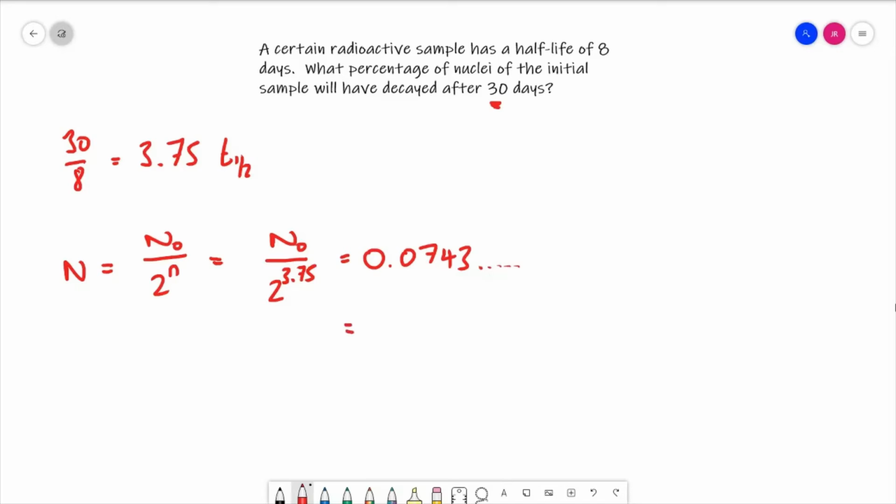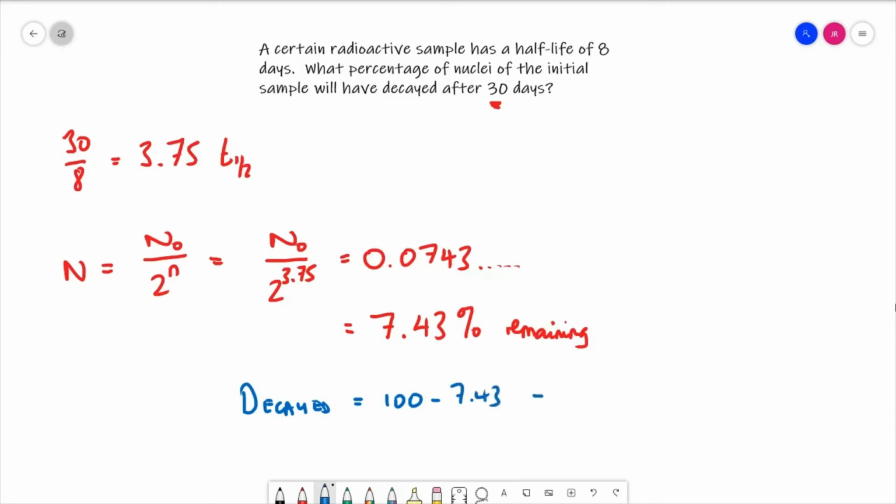Now that is a decimal. If we're going to convert that into a percentage, we multiply by 100, so what we get there is 7.43% will be remaining. But of course the question is asking us how many have decayed, so in order to work out how many have decayed, it's just 100% subtract that. So the percentage that will have decayed will be 100 minus 7.43. And what that gives us, if we look at the full calculator answer, it says 92.567, etc. So therefore, if we round that to 3 significant figures, we have 92.6% of our radioactive nuclei have decayed after 30 days.